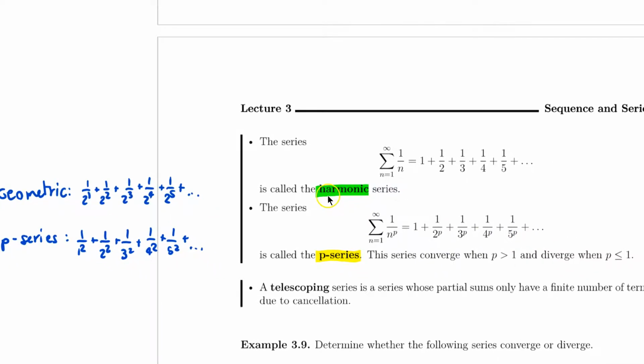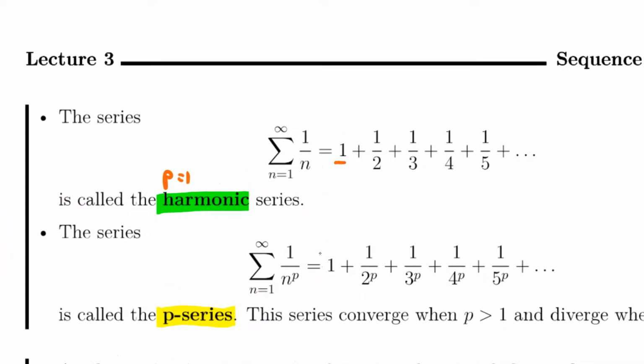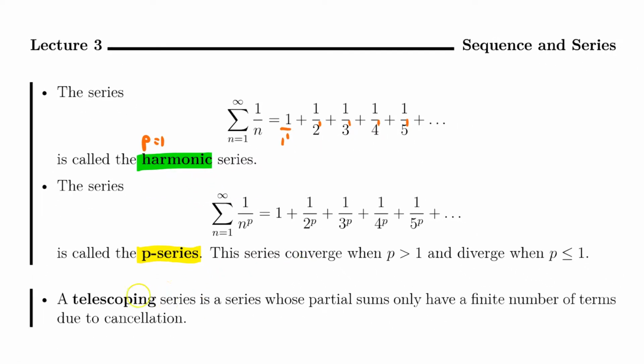Notice that the harmonic series is actually just the p-series when p is equal to 1. So here it's going to be just 1 over 1 to the 1 plus 1 over 2 to the 1, 3 to the 1, 4 to the 1, 5 to the 1, and so on. Now this p-series is going to converge when p is bigger than 1, and it is going to diverge when p is less than or equal to 1. So for the harmonic series, when p is exactly 1, it belongs to the latter class, where it is going to diverge. So this converges when p is bigger than 1 and diverges when p is less than or equal to 1.